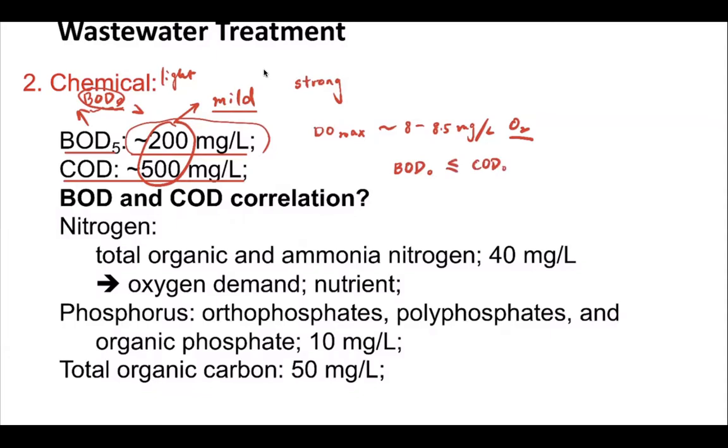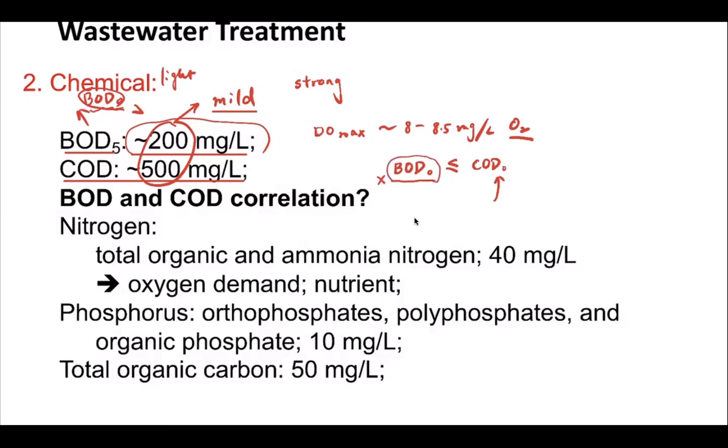This is mainly because the biochemical oxygen demand only accounts for the organics that can be consumed by the bacteria, right? For example, a plastic bag or plastic bottle is considered in the COD because it's organic, but the bacteria or living organisms cannot consume the plastic materials, right? So that's why the BOD has to be smaller than COD.